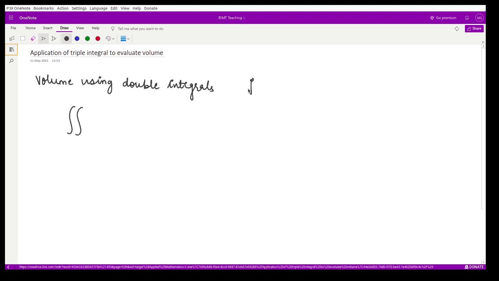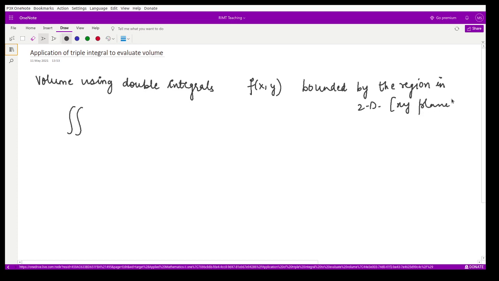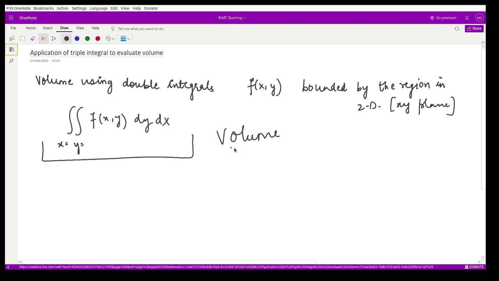Suppose you are given this function f of x, y bounded by the region in 2 dimension. So that means in x and y plane, right? So in that case, you will write the limits of x, the limits of y, and then your function f of x, y, dy or dx. So this represents the volume. So using double integral, you have this function and the limits, then this is volume.